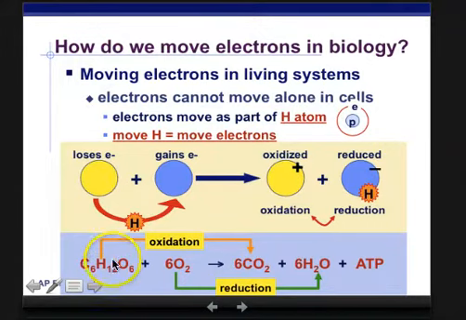Right, so taking glucose into carbon dioxide is the oxidation part, and transforming the oxygen into water, that's the reduction part. So what are we moving around? We're moving around these hydrogens, so that in the oxidation part the hydrogens are leaving, in the reduction part the hydrogens are being added over here. Hopefully this makes some sense.